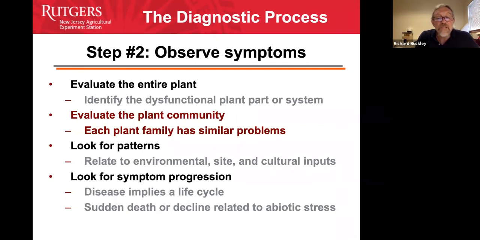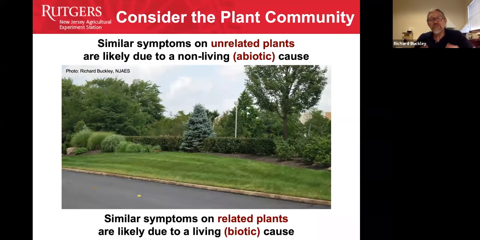Look at the plant community, right? Each plant family has similar problems. And so here's a picture of what passes for an attractive landscape on a corporate site in New Jersey. We have all the obligate plants here, the grasses, the euonymus, the pear, the blue spruce. And if you see a symptom that covers the whole landscape, every plant, it's not likely to be a disease agent. Looking at this picture and the fact that there's no weeds in the turf, it was drift from the guy who sprayed the herbicide on that turf grass area that damaged all the plants.